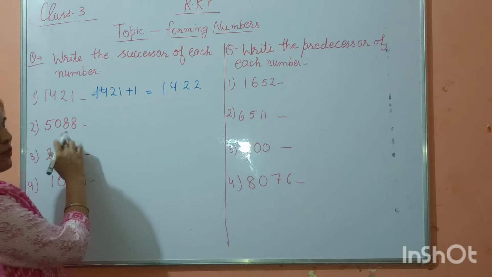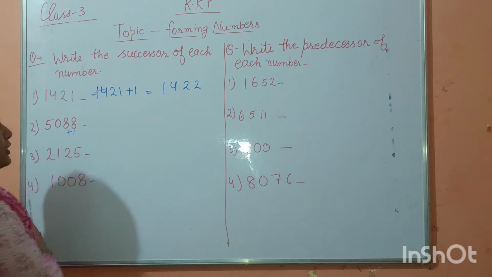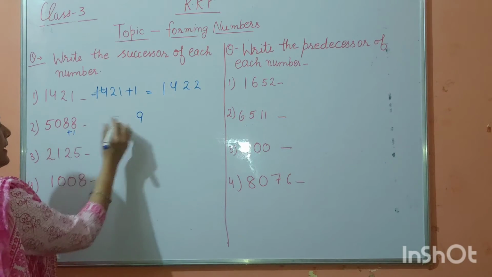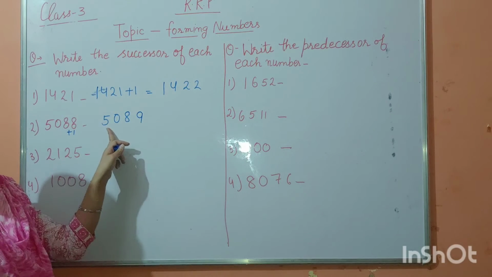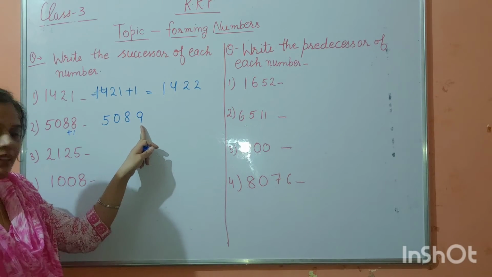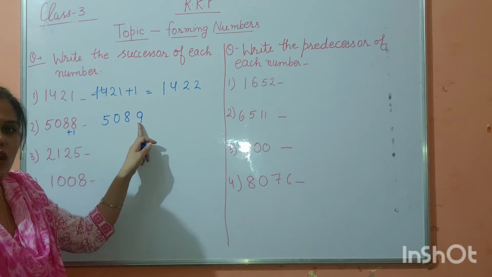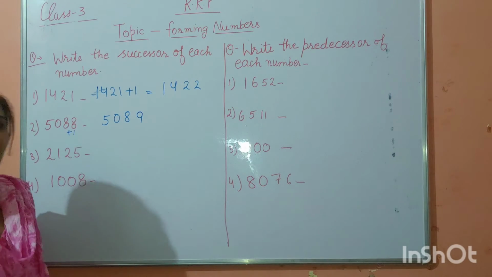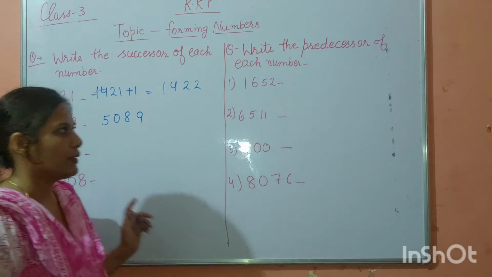If you add 1 here, what will it become? 8 plus 1 is 9, and 8, 0, 5. 5089. So what is the successor here? 5089 is the successor of what? It is the successor of 5088. So students, do these questions by yourself.